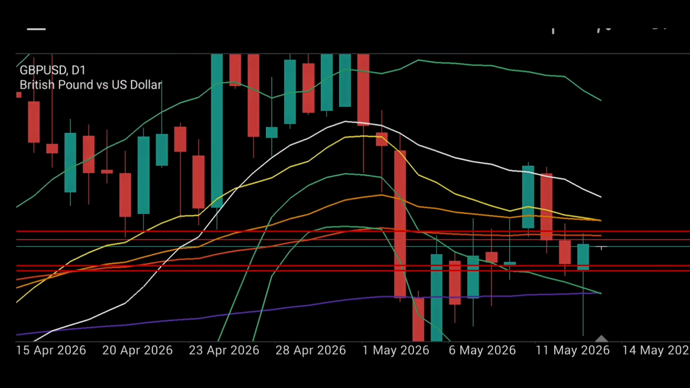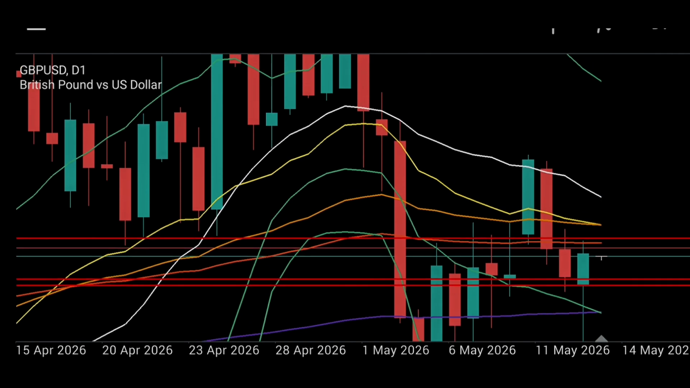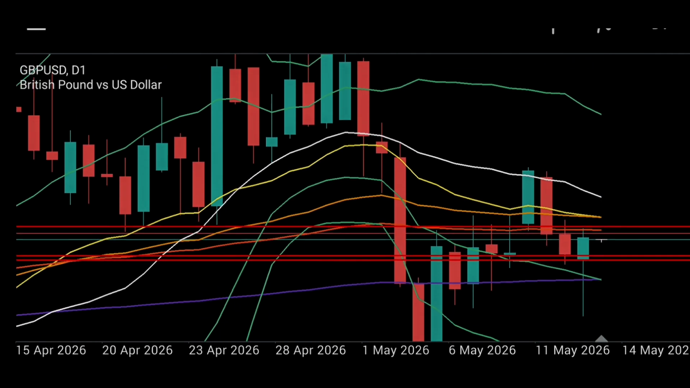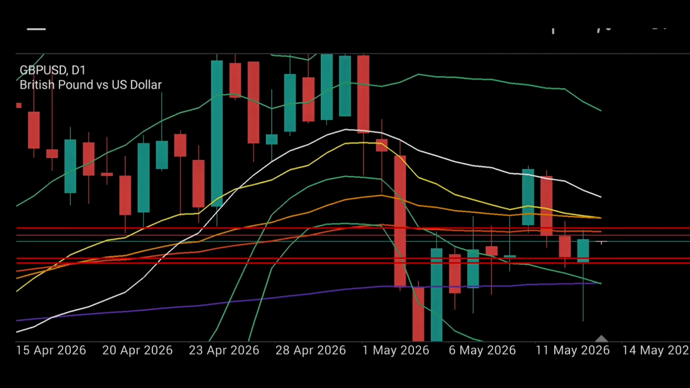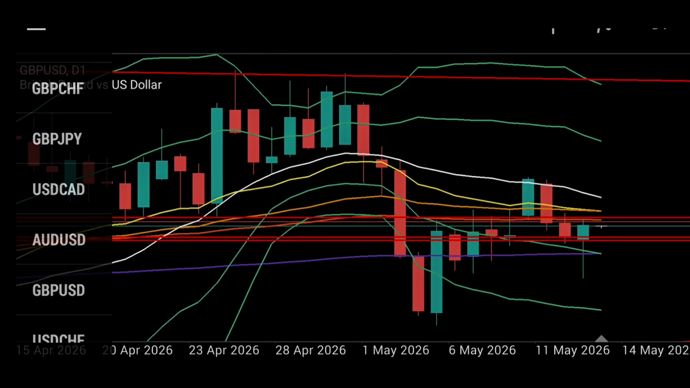I'm not sure at this condition. I'm not sure. It's looking like a buying pressure at the same time. It's also looking like a selling pressure. So I don't know. So I'm not sure about this trade. So I won't take it.